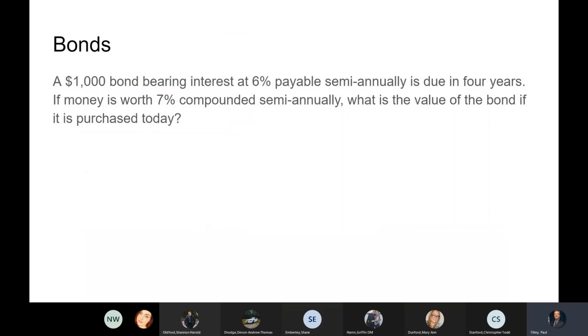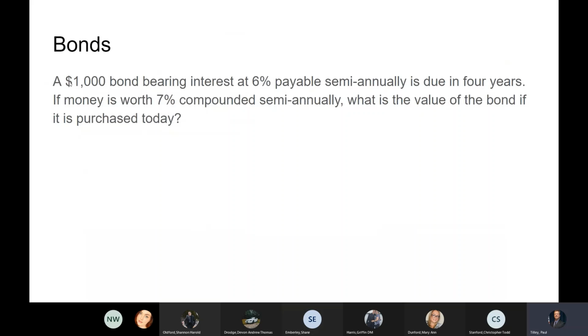Another topic that we looked at was bonds. Bonds are just investments that we buy for an amount of money, and at the end we get an amount of money back, and they pay dividends or interest payments on a regular schedule. In this particular case, a $1,000 bond bearing an interest rate of 6%, payable semi-annually, is due in 4 years. If money's worth 7%, compounded semi-annually, what's the value of the bond if it's purchased today?